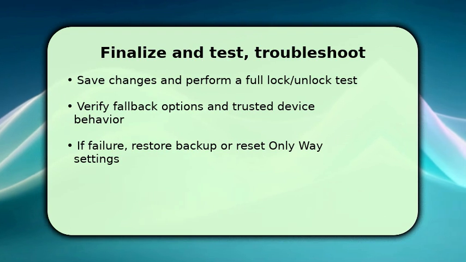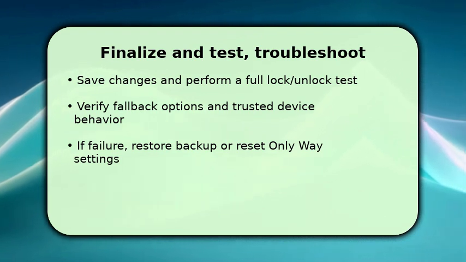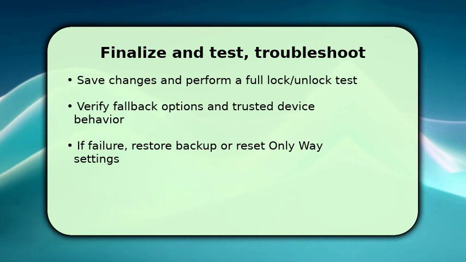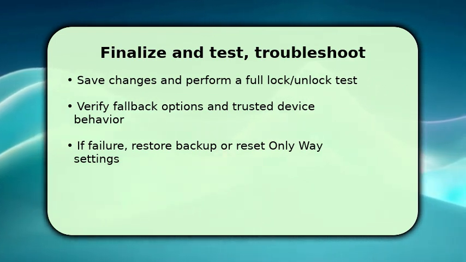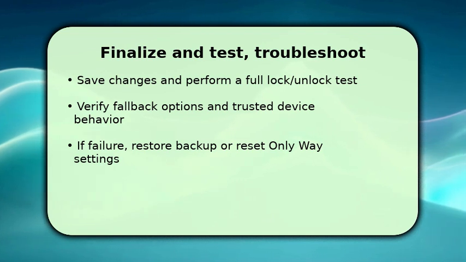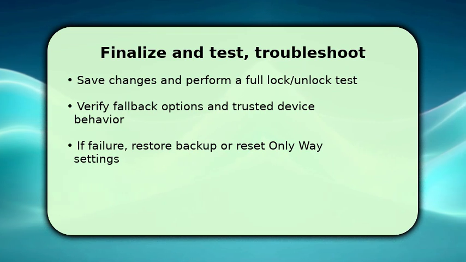If something goes wrong, restore your backup or reset Only Way settings. This clears misconfigurations. If problems persist, remove and re-add trusted devices. That single troubleshooting tip, restore the backup first, usually fixes most issues without deeper resets.